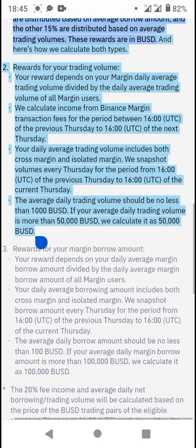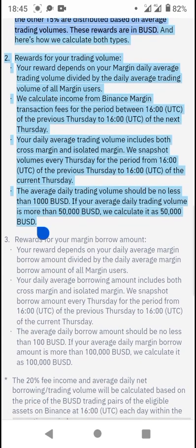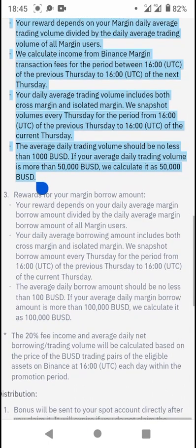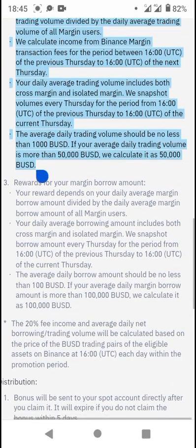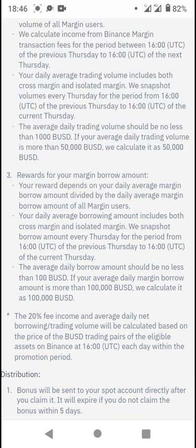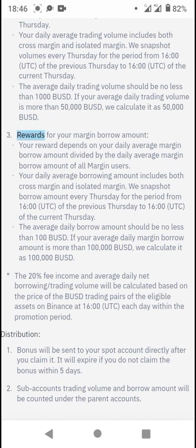Binance will snapshot the volumes every Thursday, for the period from 16:00 UTC of the previous Thursday to 16:00 UTC of the current Thursday. The average daily trading volume should be no less than 1,000 BUSD. If your average daily trading volume is more than 50,000 BUSD, we calculate it as 50,000 BUSD. That is currently the maximum that Binance allows on the platform.